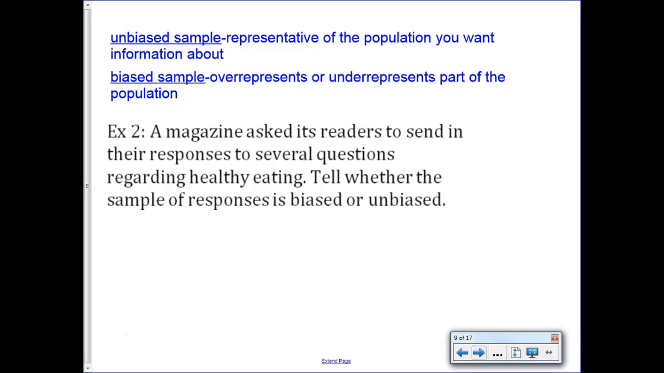So, a magazine asked its readers to send in their responses to several questions regarding healthy eating. Tell whether the sample of responses is biased or unbiased. Well, it doesn't tell us exactly what magazine this is, but usually magazines target a certain type of population. So if this were a fitness magazine, you probably would have people tend toward more healthy eating. So I would say that this is probably a biased sample, especially because it's a self-selected survey. They're choosing to respond about healthy eating. So I would say this was biased. Try another one of these.